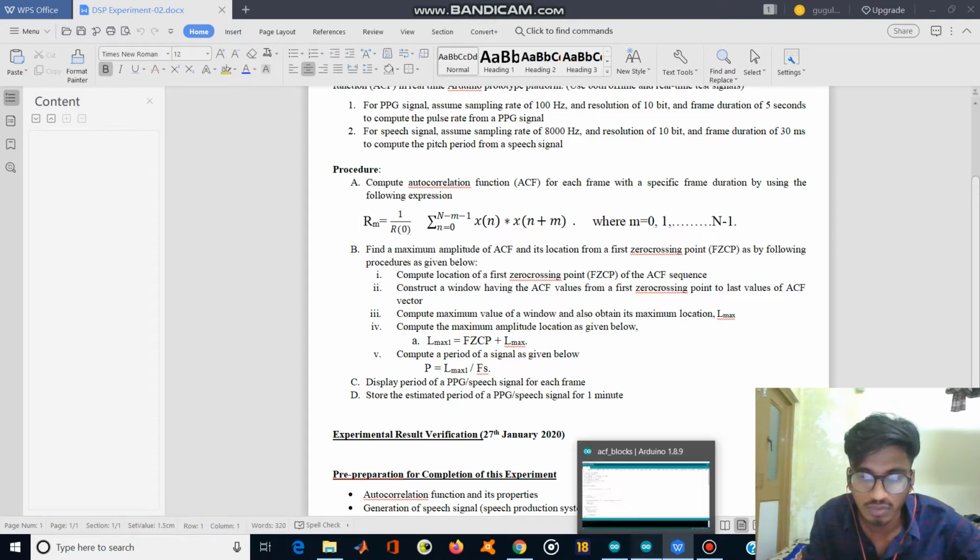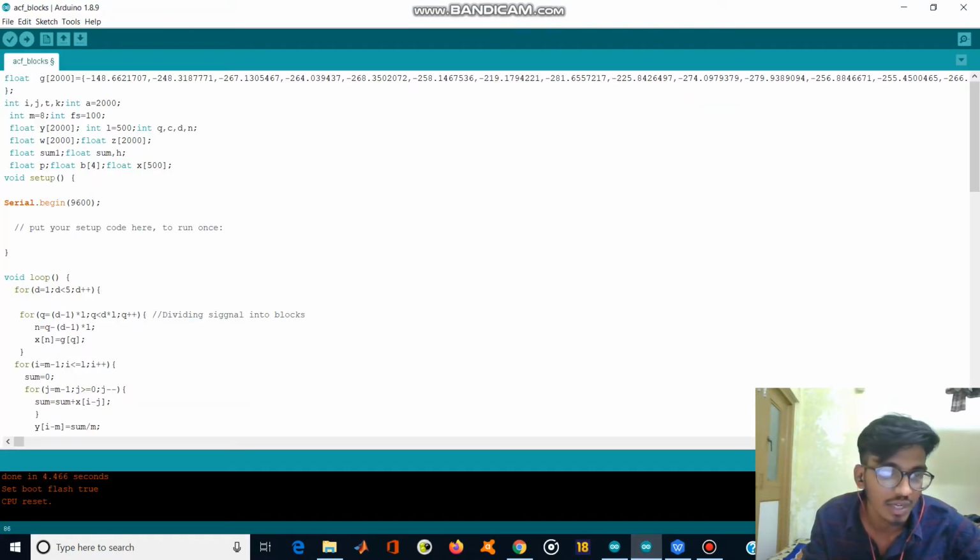Open the Arduino software. This is the code which I have already written. Here we are given the samples of 2000, and these are the declarations of our code. Here m equals 8 is the length of the moving average filter. These are all the declarations. Serial.begin 9600, and here the while loop.